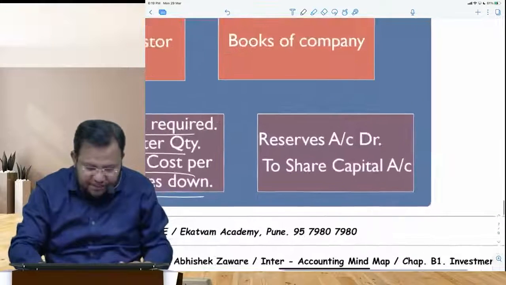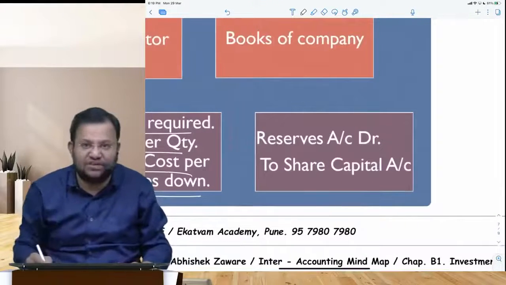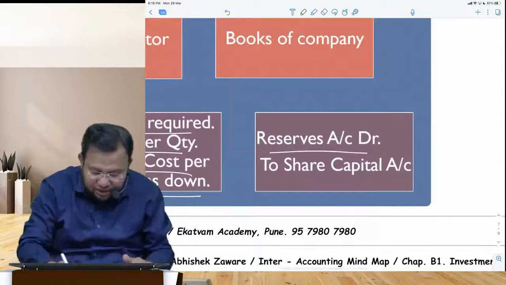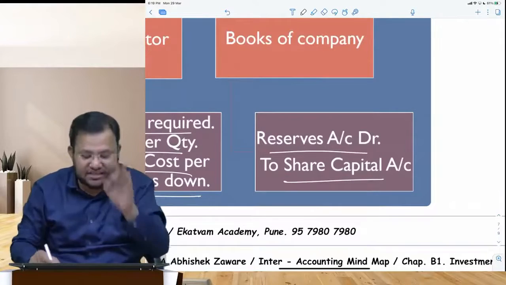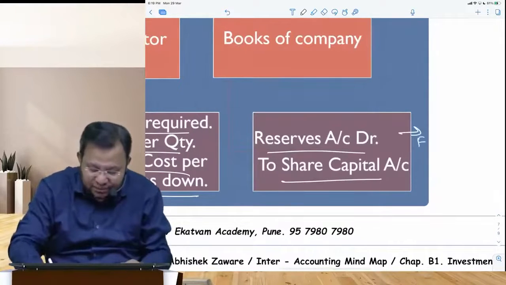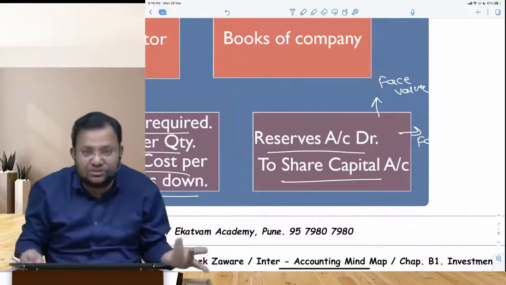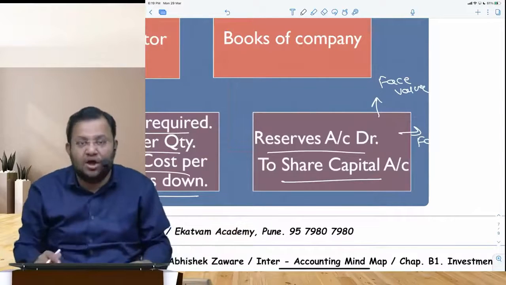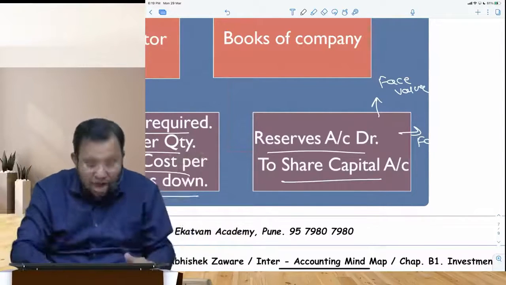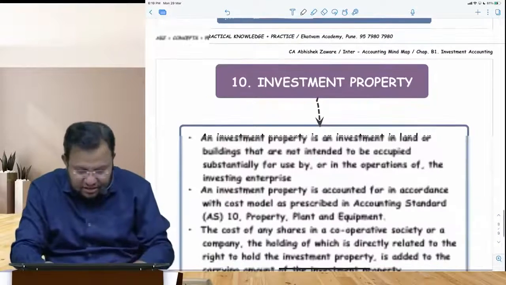In the books of the company, a bonus share is a capitalization of reserves. Reserves are converted into share capital. Bonus shares are always issued at face value. They cannot be issued at a premium because bonus shares are out of reserves. Reserves can be either divisible or non-divisible as per law. We have a separate chapter on that.